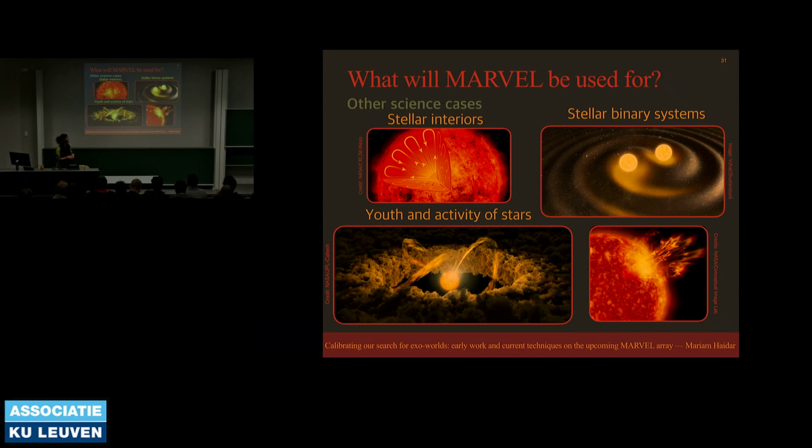We can also use MARVEL, and will use MARVEL, for understanding better the youth and the activity of stars, star formation, volatile stellar atmospheres, understanding from that also stellar interiors as well, because all of that, of course, is related. In addition, also understanding binary systems, because before people were able to observe exoplanets, we tended to observe a lot of stellar binary systems too. So, different science cases.